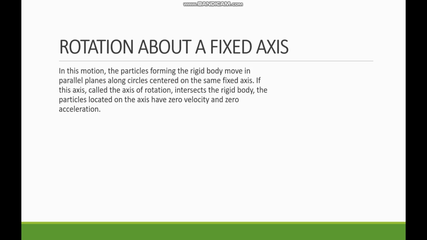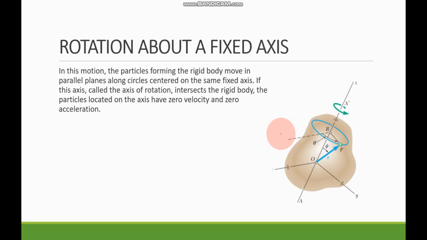So let us take a look at this diagram. For the rotation about a fixed axis, it says that if we have an axis of rotation, which is this line, all the particles that can be found on the axis of rotation have velocity and acceleration equal to 0. So this is our axis of rotation. The particles that are positioned on the axis of rotation have velocity and acceleration equal to 0.